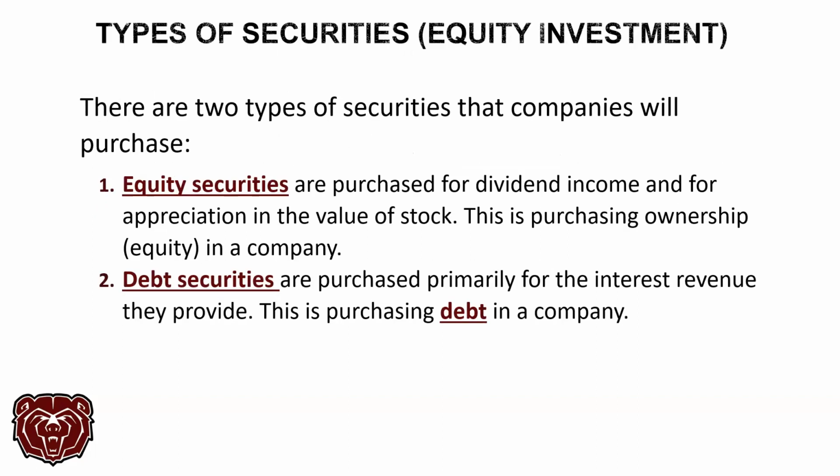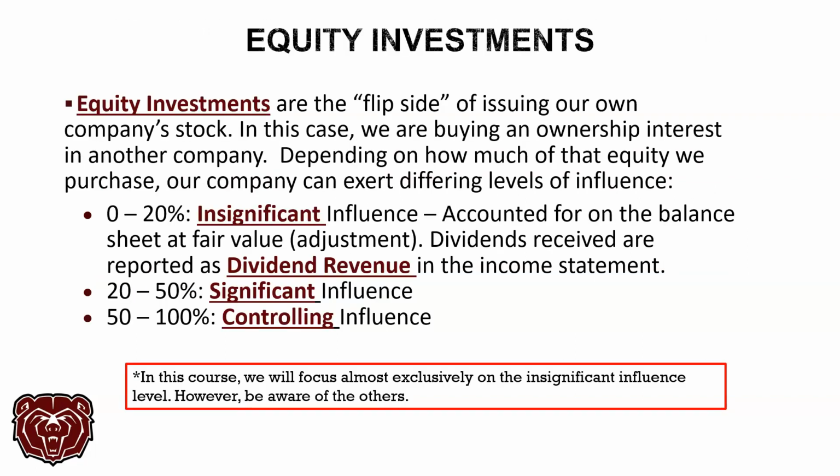So the first type of security we're going to talk about is equity investment. This is purchasing stock or shares of ownership in a different company. Typically, when you do this, you are purchasing it for the dividend income or for the appreciation of the value of the stock. Okay. The second type we'll talk about is debt securities, and these are bonds, right? That's typically what it is. You are purchasing the debt of a company, and your expectation is that you will be receiving interest revenue for purchasing that debt.